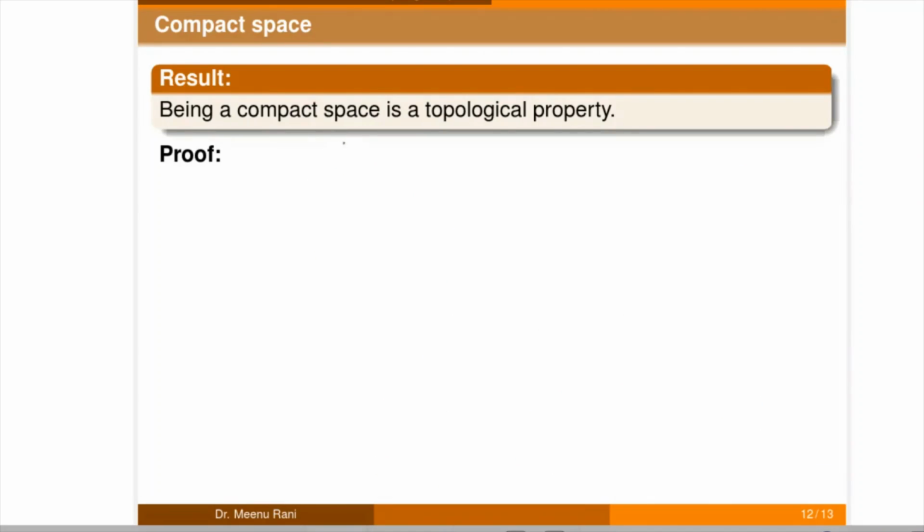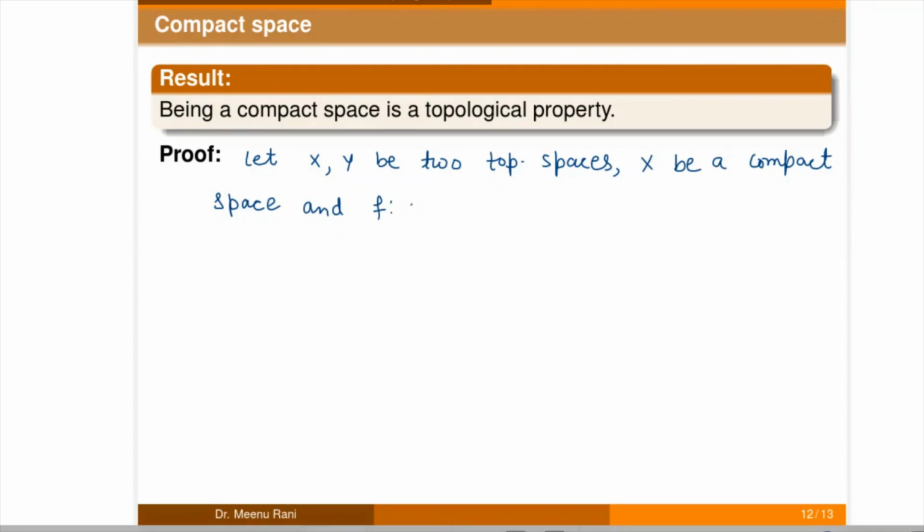Now in this result we will prove that compactness is a topological property. So for the proof, let x and y be two topological spaces in which we take x is a compact space and f is a function from x to y which is a homeomorphism, then we need to prove that y is a compact space.